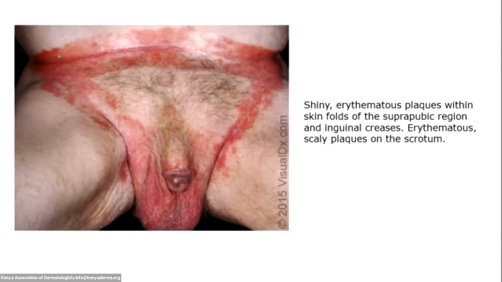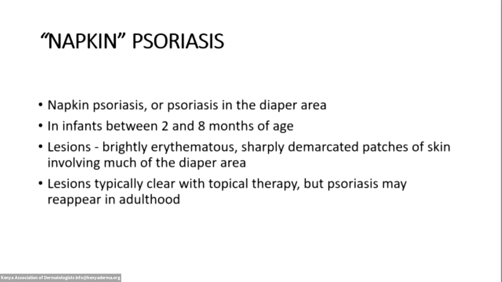That's another image. In this one, you can appreciate the shiny erythematous plaques in the suprapubic region and the inguinal region. There's some minimal scaling noted in the scrotal region. So there's another form called napkin psoriasis. It's psoriasis occurring in the diaper area, usually in infants 2 to 8 months of age.